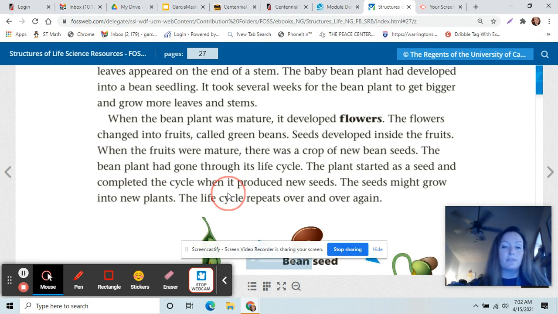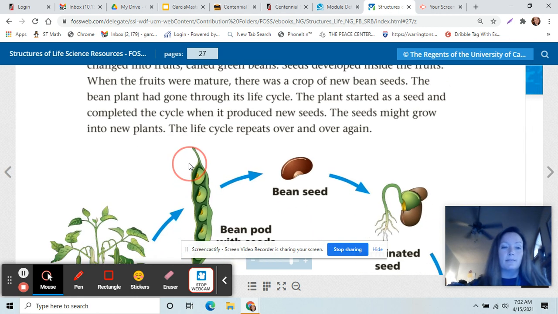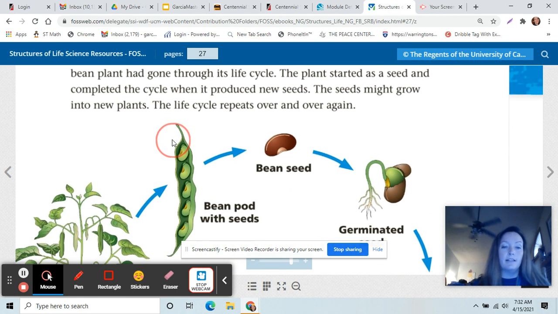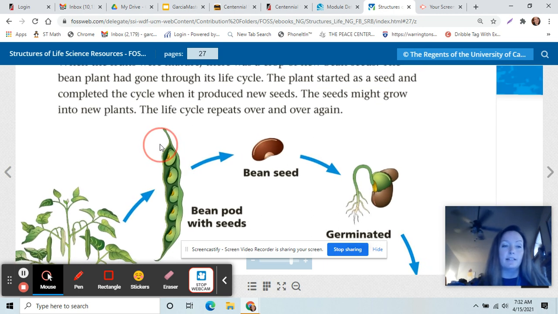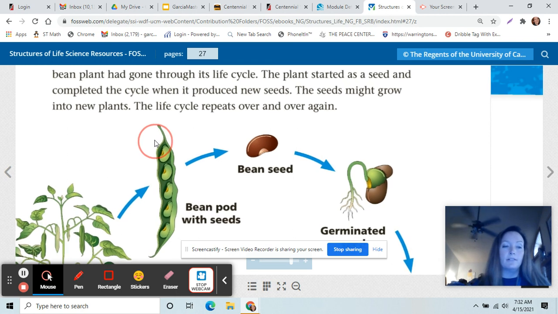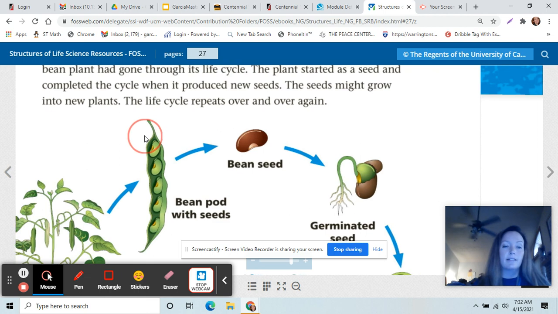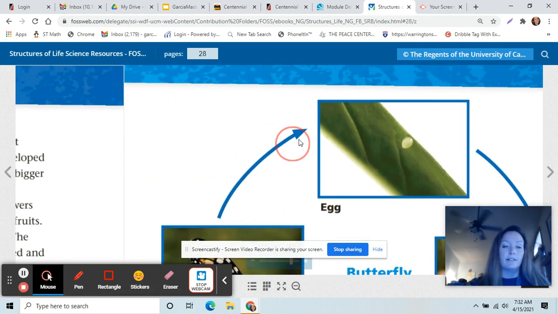When the fruits were mature, there was a crop of new bean seeds. The bean plant had gone through its life cycle. The plant started as a seed and completed the cycle when it produced new seeds. The seeds might grow into new plants. The life cycle repeats over and over again.